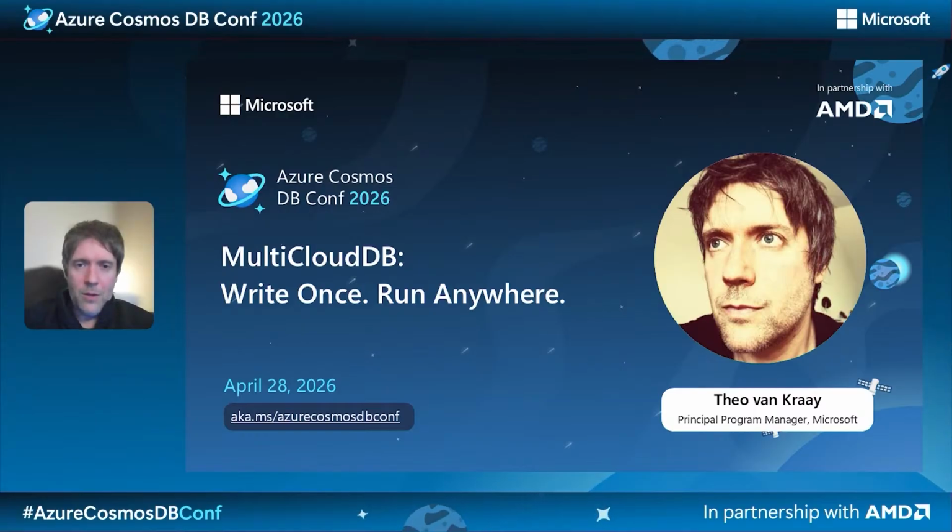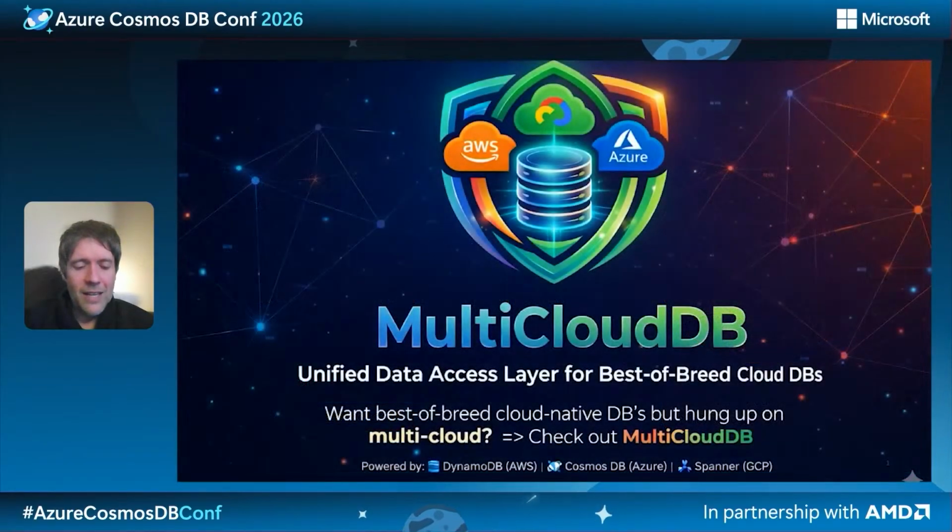But I'm going to be doing something very different this time, probably the first time we've done anything like this on Cosmos DB Conf. I'm going to be talking about something that we're calling Multi-Cloud DB. This is a unified data access layer for best-of-breed cloud databases. So for the first time ever, we're talking about databases other than Cosmos DB.